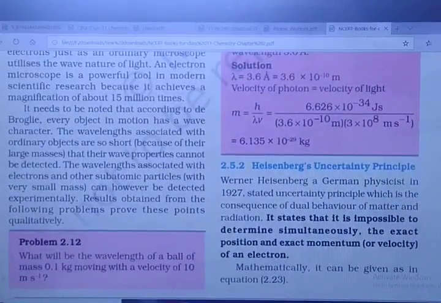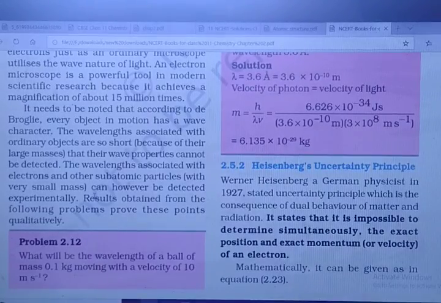It needs to be noted that according to de Broglie, every object in motion has a wave character, and the wavelength associated with ordinary objects is so short because of their large masses that their wave properties cannot be detected. The wavelength associated with electrons and other subatomic particles with very small mass can, however, be detected experimentally. Results obtained from the following problem prove the point quantitatively.